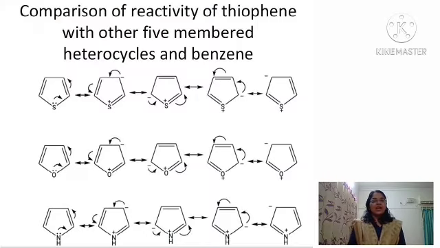But when we discuss the reactivity of thiophene with the other heterocycles, it is found that pyrrole is the most reactive, and then comes furan, then thiophene, and then benzene. This can be explained as follows. Actually, the reactivity of these heterocycles toward electrophiles depends upon three major factors. One is the availability of electrons on the carbon atom. Next, it depends upon the electron release from the heteroatom.